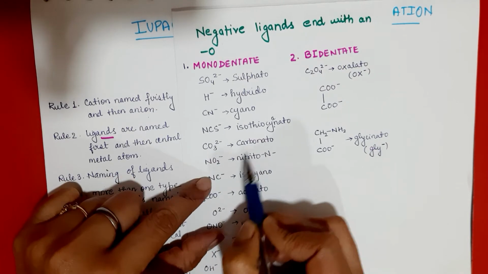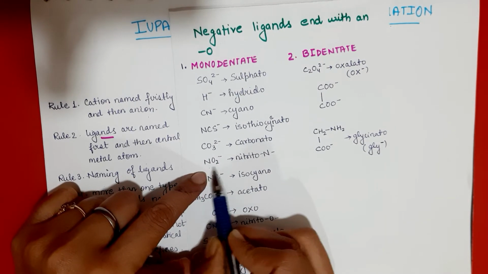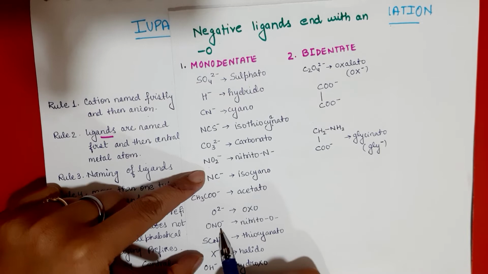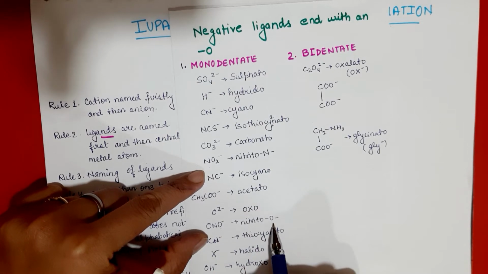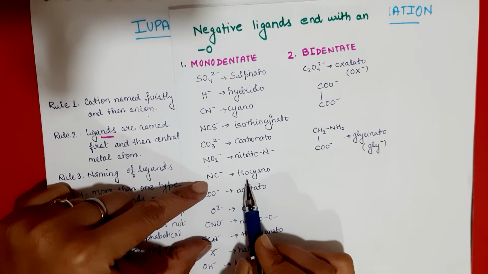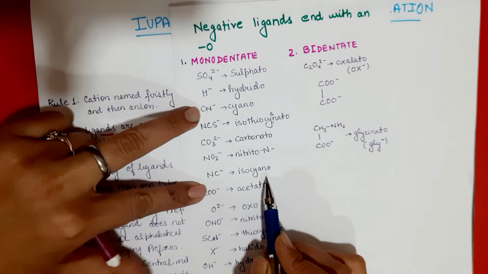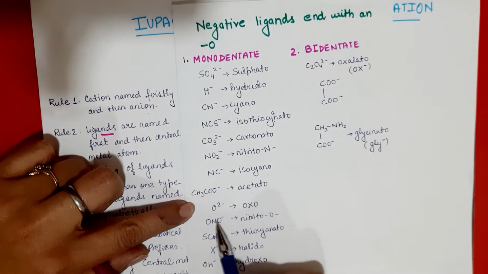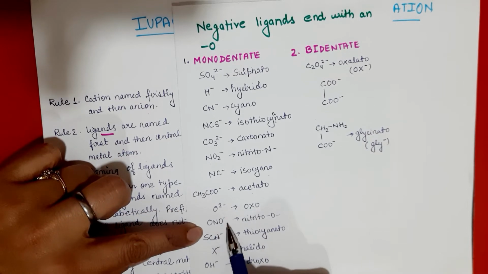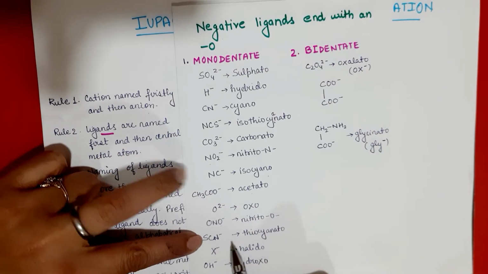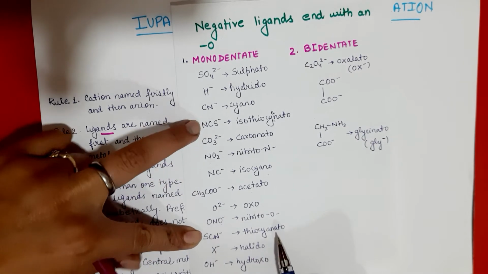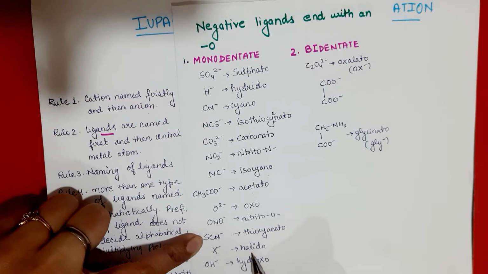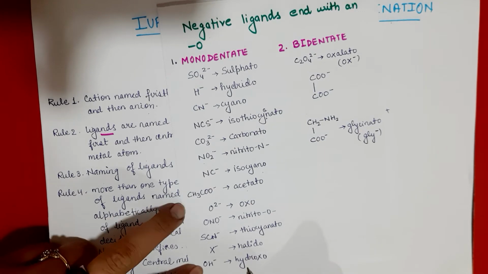CO3 2 negative is carbonato, NO2 negative is nitrito. If it's written like this, it's nitrito N, and if I write it ONO negative, we call it nitrito O. NC negative is isocyano and CN negative is cyano. CH3COO negative is acetato, O2 negative is oxo, ONO negative is nitrito O, as we have already discussed, SCN negative is thiocyanato, and NCS negative is isothiocyanato. X negative is halido, OH negative is hydroxo.